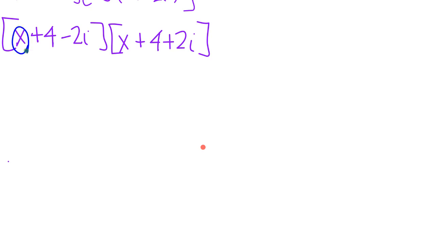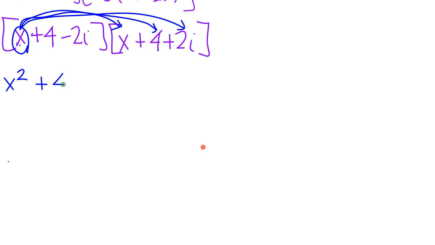I'm going to take my x, and it is first going to multiply 1, 2, 3, okay? X by x gives me x squared. X by 4 gives me plus 4x. X by 2i gives me plus 2ix. Okay, I'm going to pause, double check my work. We want to take this really slow, paying very close attention to detail, okay? Nothing worse than doing these really long problems and having to start over because we made a mistake.